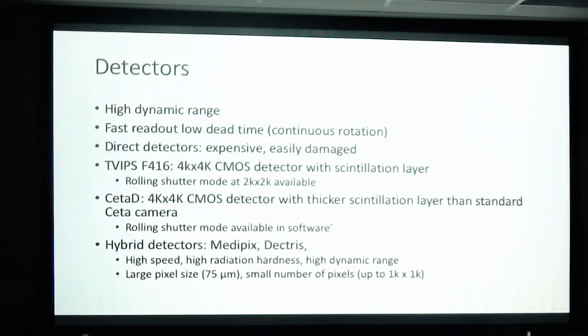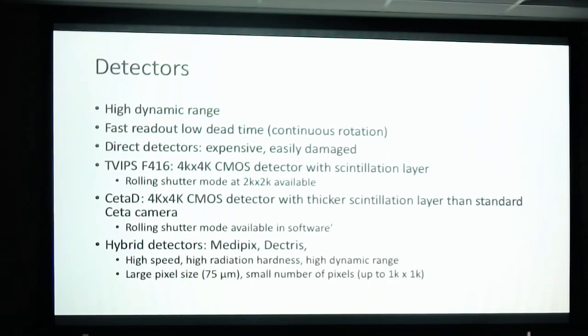So it's a 4K by 4K CMOS camera with a scintillation layer, so it's not a direct detector, but it's got this phosphor layer. In rolling shutter mode, it does 2K by 2K images, and that was good enough. There's a CETA detector that a lot of Thermo Fisher microscopes come with that can be used.